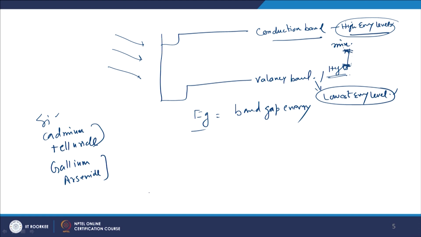Now, the photon which is coming on this cell should have E greater than Eg. In that case, the electron from the valence band will be ejected. When the electron is ejected, a hole will be created. So, the electron will go to the conduction band. So, this will become negative and this will become positive.